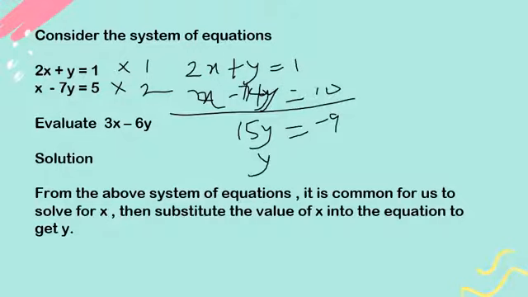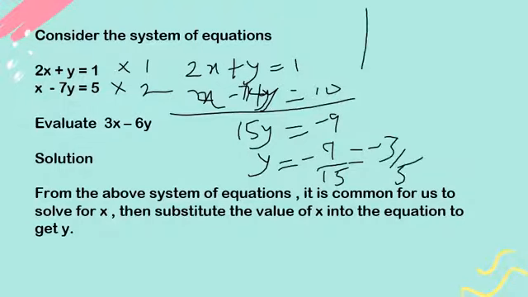Therefore, what will be my y value? My y value is going to be minus 9 over 15. So, let's do justice to this. If y is equal to minus 9 over 15, in simplest form, 3 can go into 9, that's 3, and 3 can go into 15, that's 5. So you have minus 3 over 5.